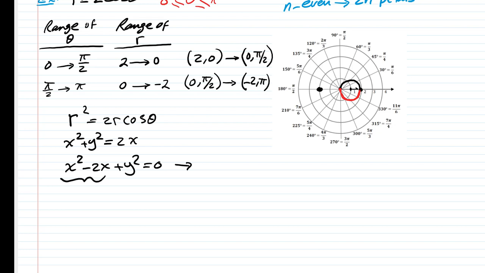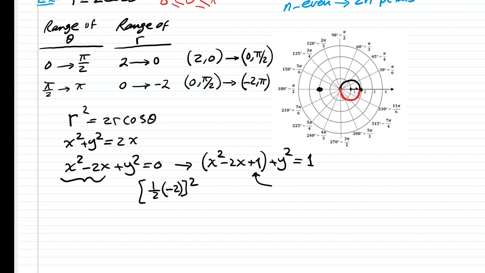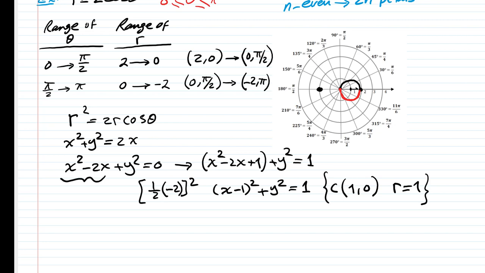Remember, to complete the square, I'm going to group the x's together, and then half of the coefficient on x, you square it. So that's going to be negative 1 squared, which is 1. I'm going to add 1 here, plus y squared is equal to 1. Because I added 1, I need to add 1 on the other side to maintain the balance of the equation. And within parentheses, we have a perfect square trinomial, right? I can write this as x minus 1 squared, the square of a binomial, plus y squared is equal to 1. And we recognize this as an equation of a circle whose center is at 1, 0, and the radius is 1. Those are the parameters of the circle.